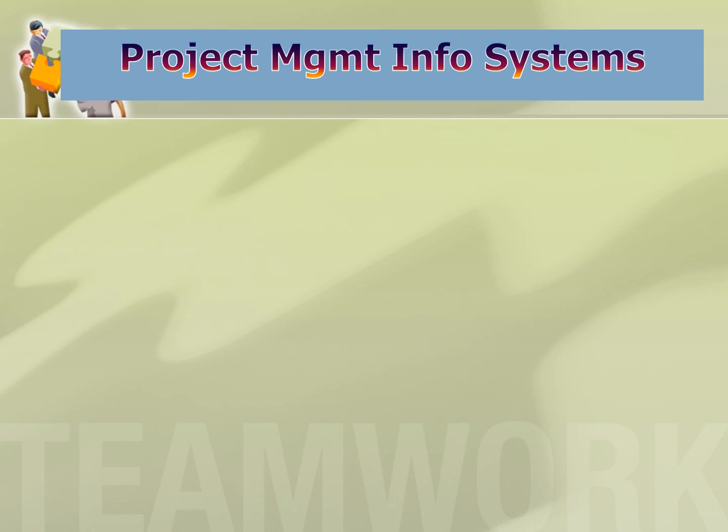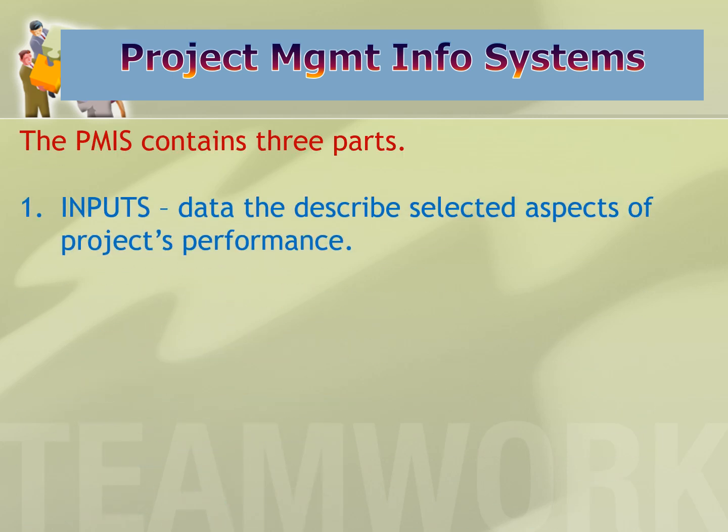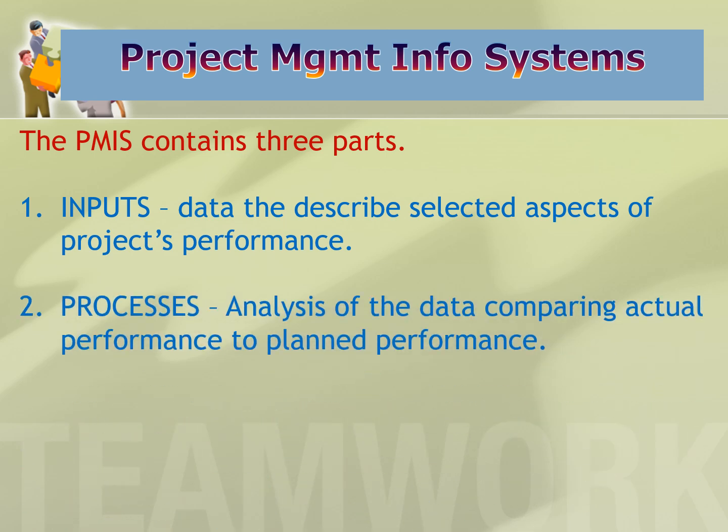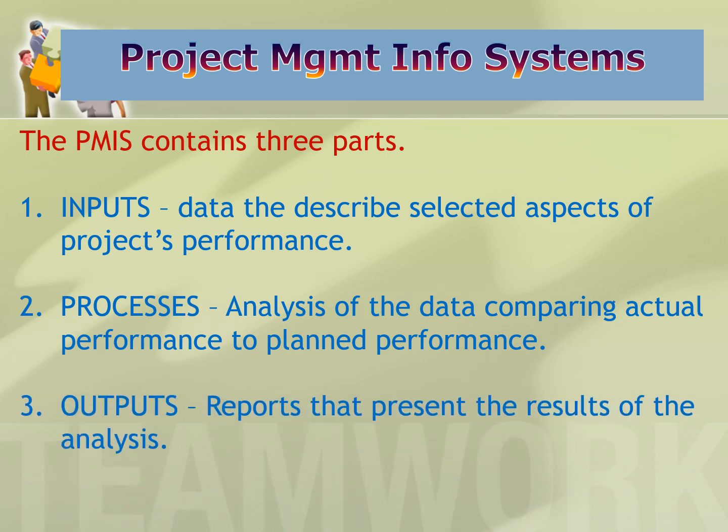And hopefully you'll use project management information systems. They contain three parts: inputs, data that describe selected aspects of the project's performance; processes, analysis of the data comparing actual performance to the planned performance; and then outputs, reports that present the results of the analysis.